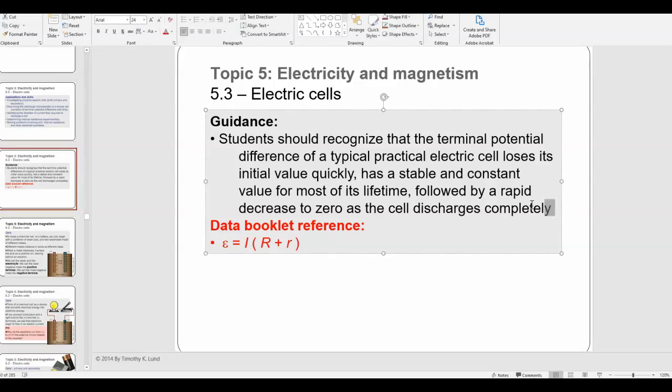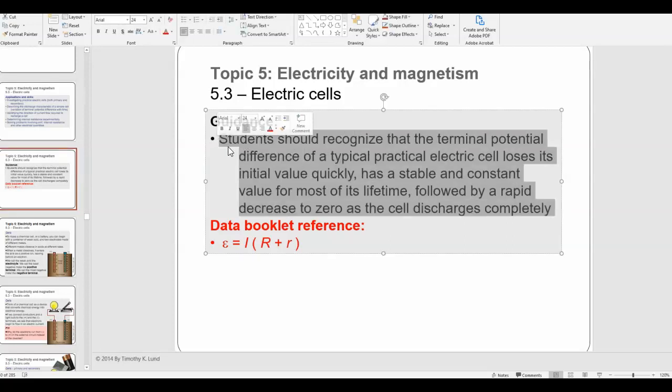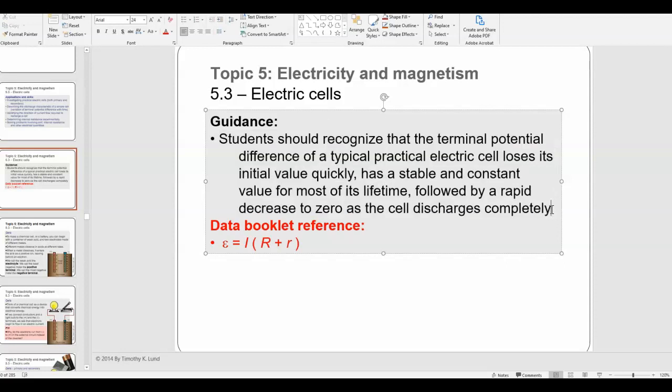Anyone who's ever bought batteries before knows that's how most batteries work. It works and then it dies really quickly. Now, if you buy a rechargeable battery, then you can actually recharge it by putting it in a special type of charger that basically runs a current through the opposite way. But not all batteries are rechargeable.